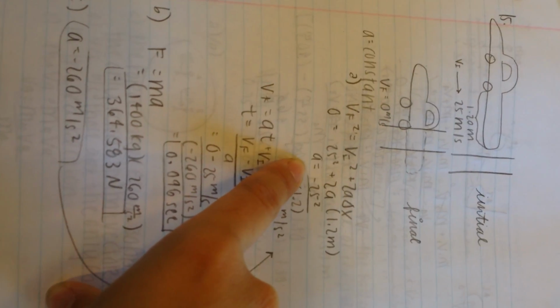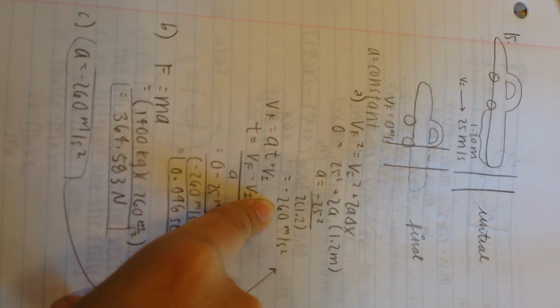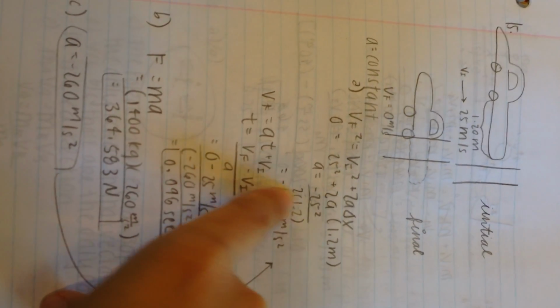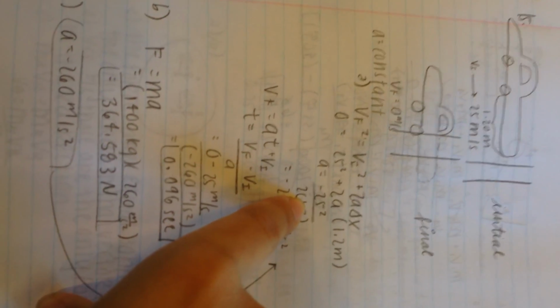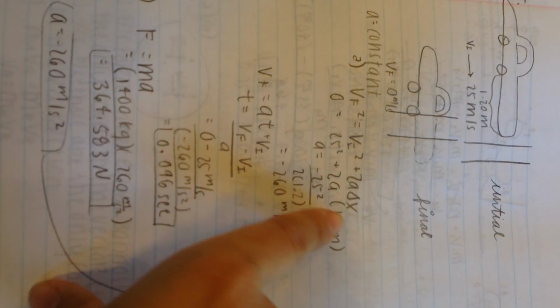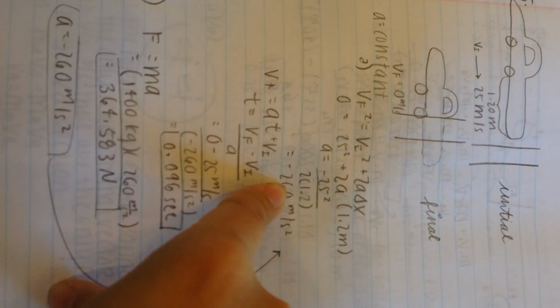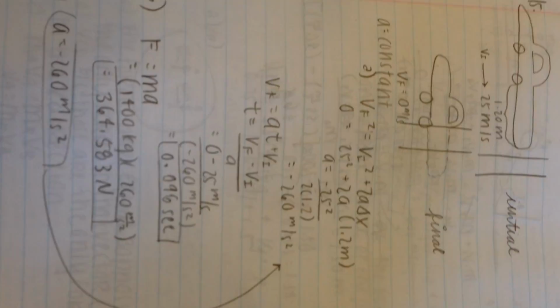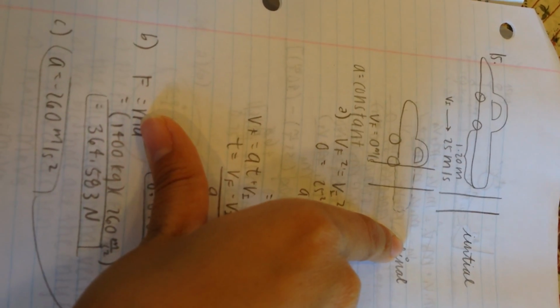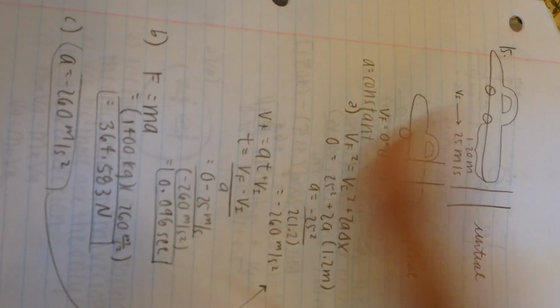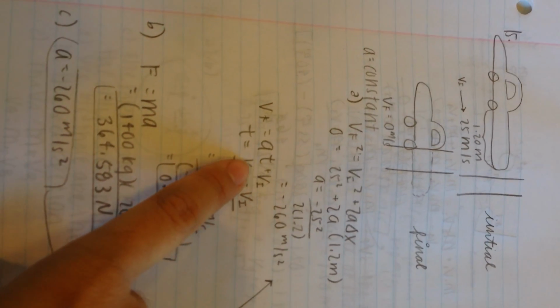So we plug everything in, and then we solve or divide 25 squared by 2 times the 1.20 meters, and then we get negative 260 meters per second squared, because I set this direction as forward and the acceleration is going backwards.